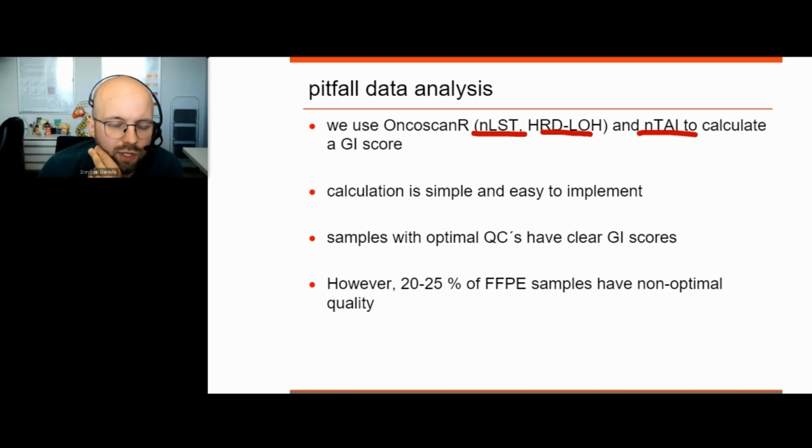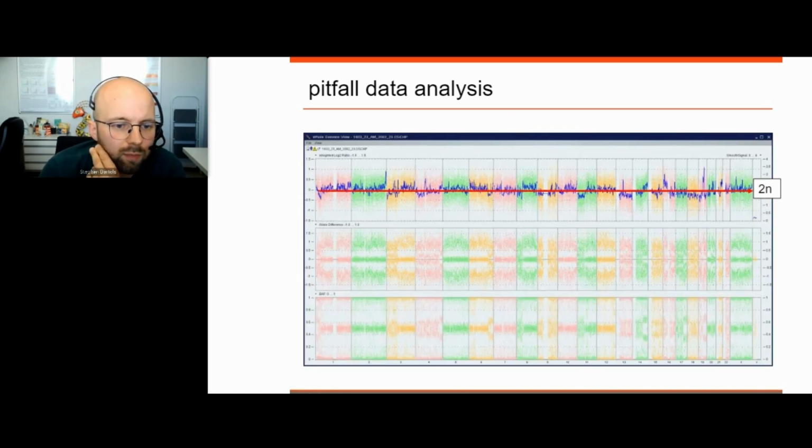What do I mean by clear GI scores? The quality of your data and your result are comparable. I will show on the next slide an example when this is not comparable. We have up to 25% of our FFPE samples, quite a lot of external samples from small hospitals, which have a non-optimal FFPE quality. And this is an example of such a sample with non-optimal quality.